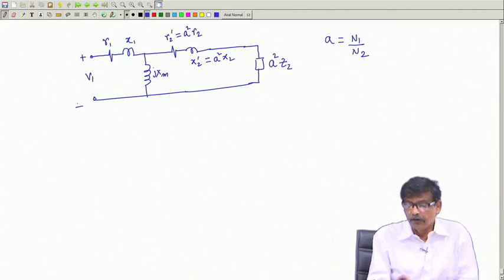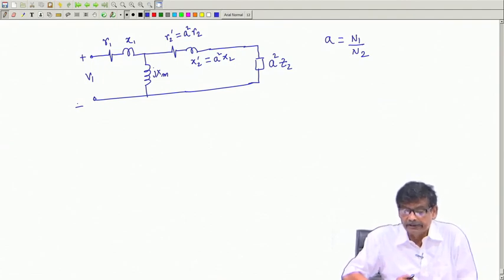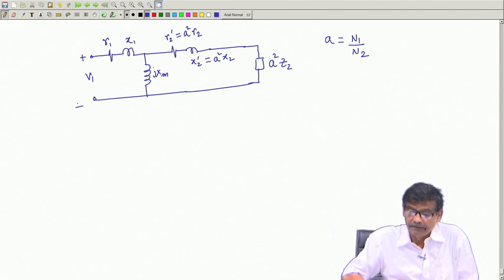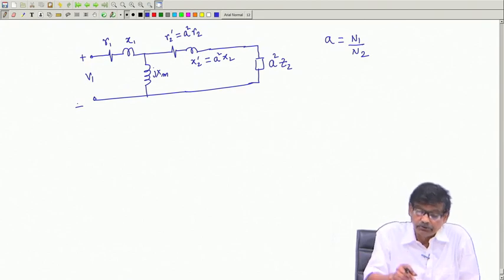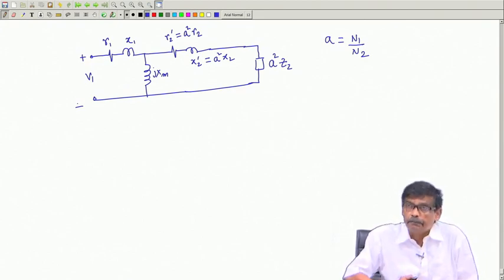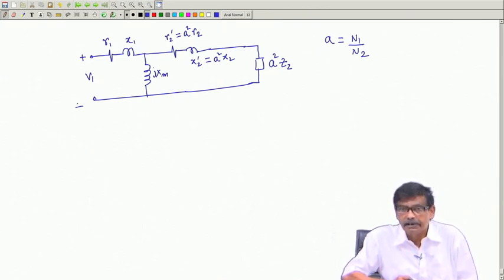So, it is almost the correct equivalent circuit of a practical transformer, but in this equivalent circuit, what elements should we now add which will represent the core loss? Core loss means heating of the core. Heating of the core will take place because of eddy current loss and because of hysteresis loss.